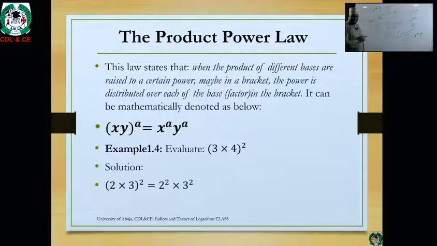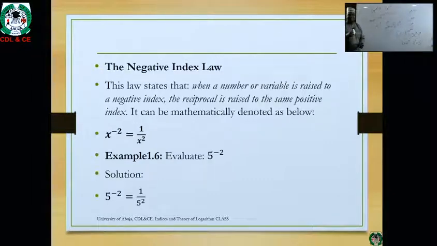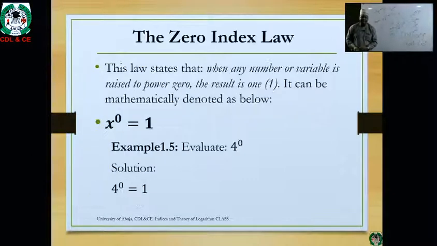Are we together, class? So we can look at this. If we look at an illustration, we simply say maybe 3 times 2 raised to power 2. This is simply 3 raised to power 2 times 2 raised to power 2. Are we together, class? So with this, you discover that the product power law simply reflects itself. What we have in the formula is the same thing we are operationalizing. Then we move to the next slide, which is the zero index law. It simply states that any number that is raised to power 0 must certainly be 1.